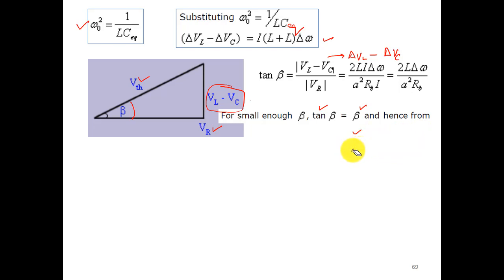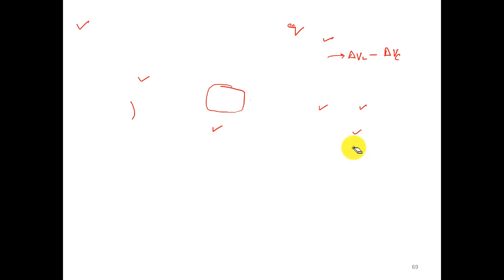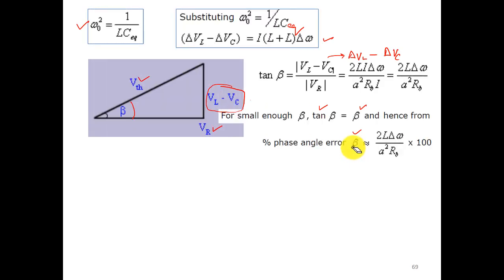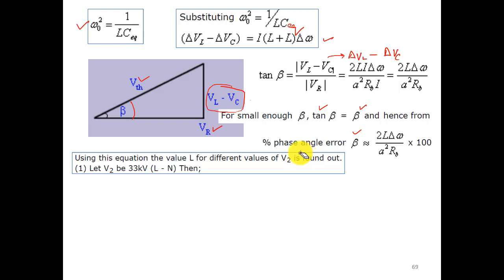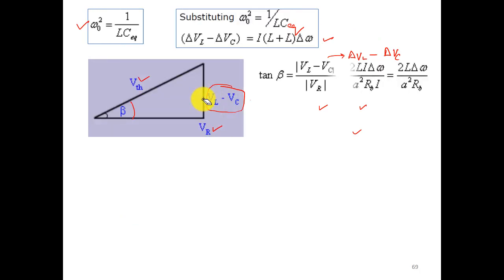Is your phase angle error given in your question? Phase angle error is 40 minutes, right? It is given. Using this equation, the value of L for different values of V2 is found. Now let us consider each of the voltages, because we have 4 choices of voltage. Here in the question we can see we have 4 choices of voltage: 33 kV, 11 kV, 6.6 kV and 3.3 kV. Now we'll consider the 4 choices individually.